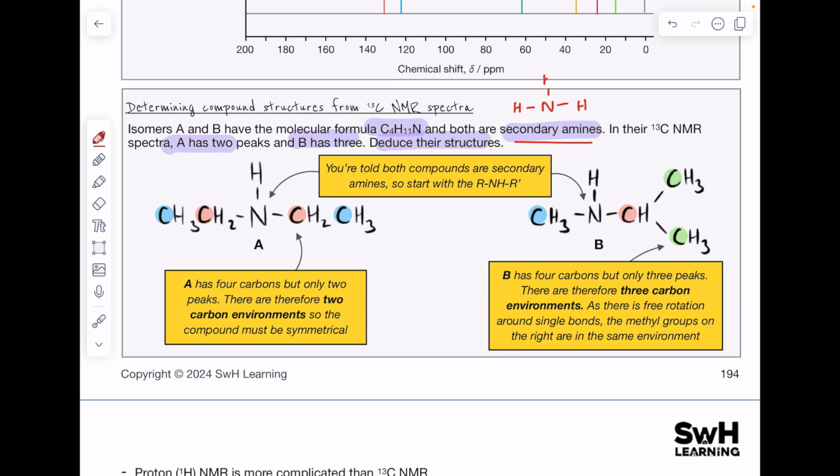Remember, amines look like this. If you have a primary amine, one of those hydrogens is replaced with an R group. And if you have a secondary amine, it means that a second of these hydrogens is replaced with an R group. So in terms of their structures, that's a very good starting point, because we now need to work out the layout or arrangement of all these carbons. So the next thing to look at is the fact that we've been told that A has 2 peaks, which means it has 2 carbon environments.